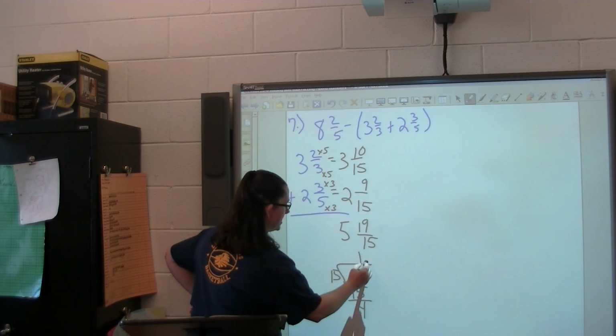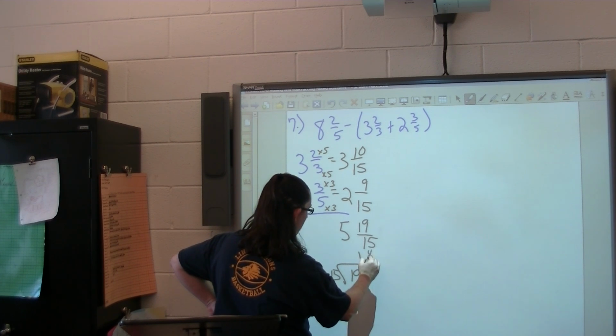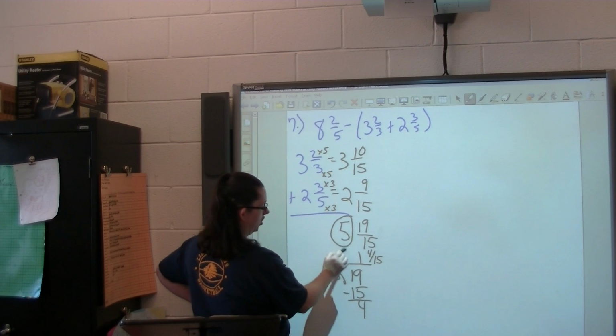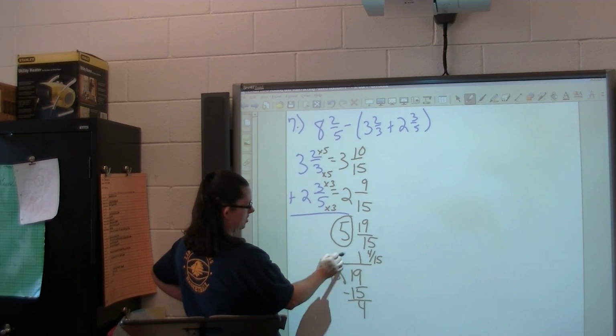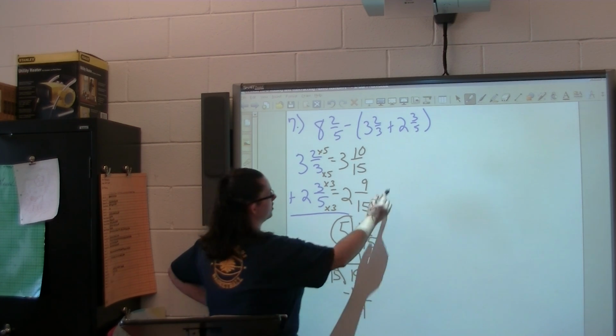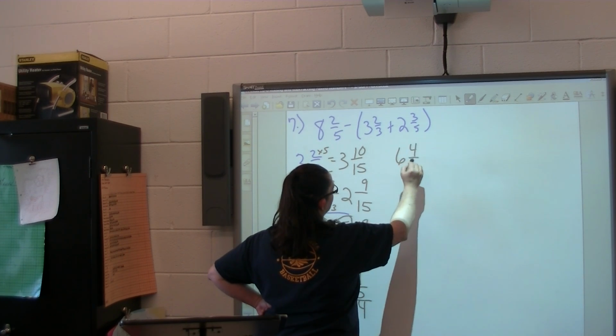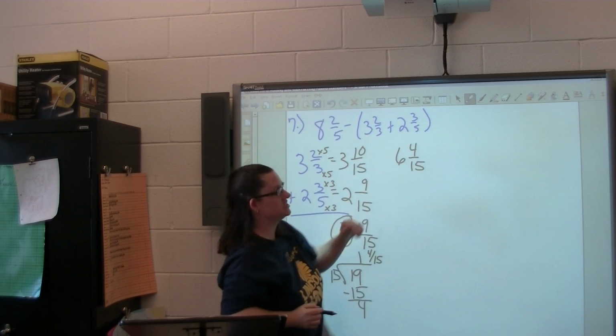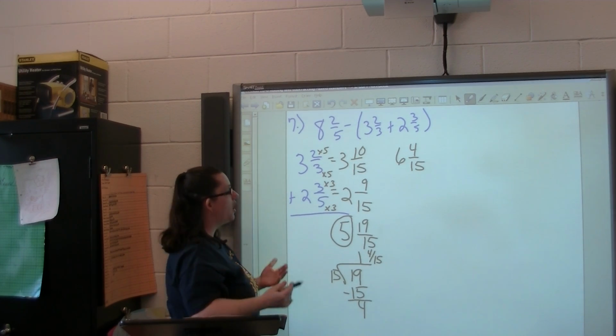Okay, and then we subtract. So our new mixed number is 1 4/15, and then I have to remember to add my original whole number. So my new number here is 6 4/15. 6 4/15. Now that's what we get when we add these two mixed numbers together. Are we done? No, almost.